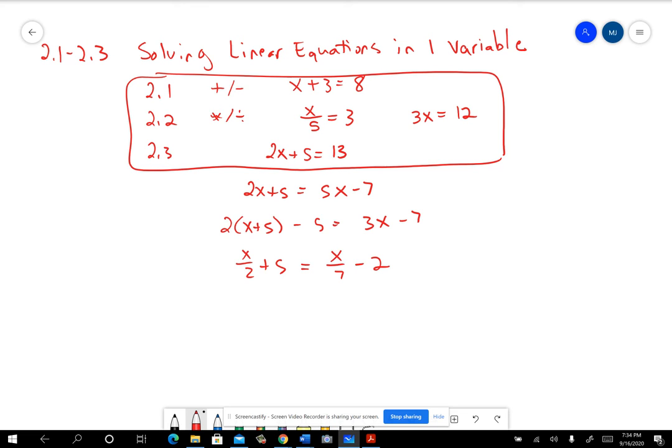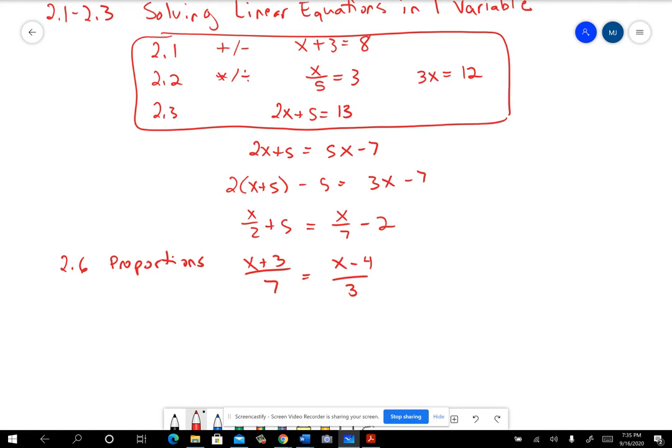Once you know how to solve linear equations in one variable, then we can look at a few other things. First off, I'm going to pull a few equations out of 2.6 that are called proportions. They're equations in one variable, but they can look like this. We might as well handle them while we're handling the other equations in one variable.